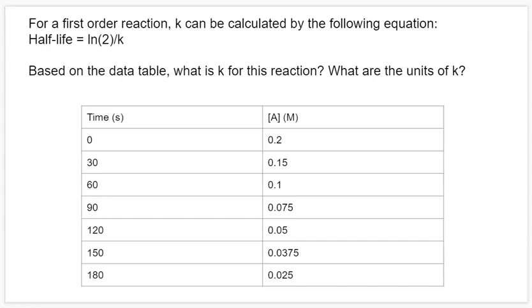All right, and say we had first order reaction data, and we are tracking the concentration of substance A as it's reacting as a function of time. We can use the half-life from this data to calculate its rate constant with the following equation, where half-life is equal to the natural log of 2 divided by k.